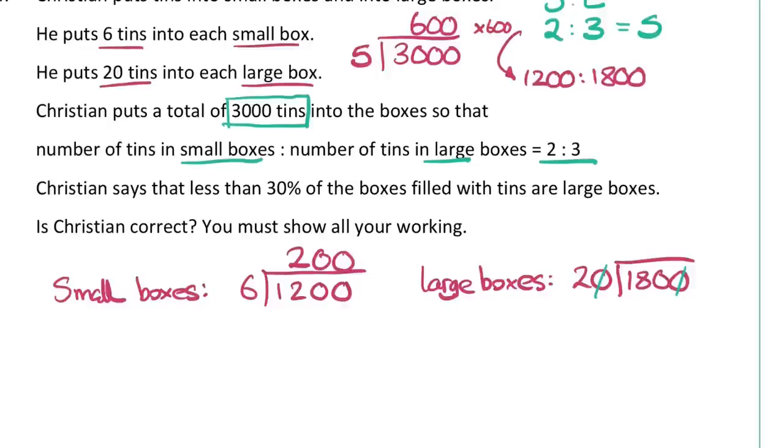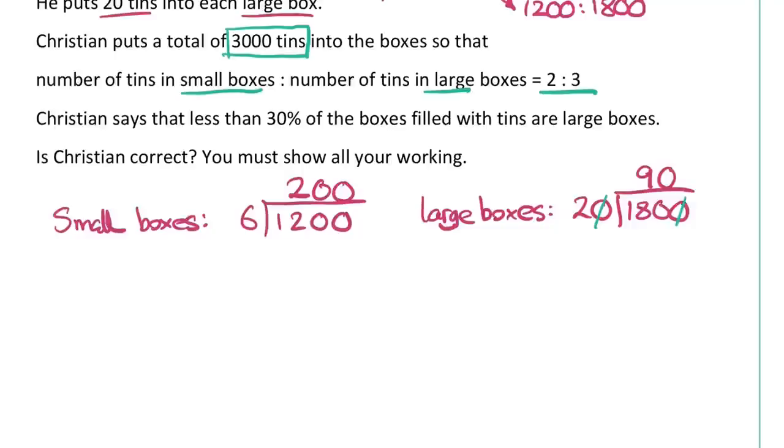It's much easier now to do 2 into 180. 2 goes into 18 9 times, and then 0. So there are 90 large boxes. So there are 200 small boxes, 90 large boxes. Christian says that less than 30% of the boxes filled with tins are in large boxes.